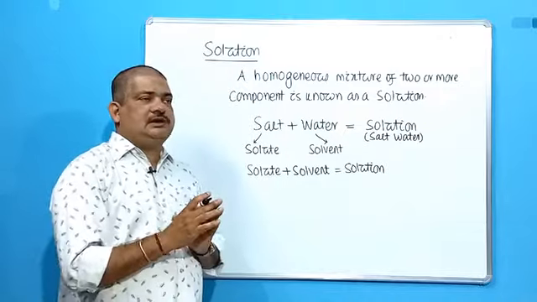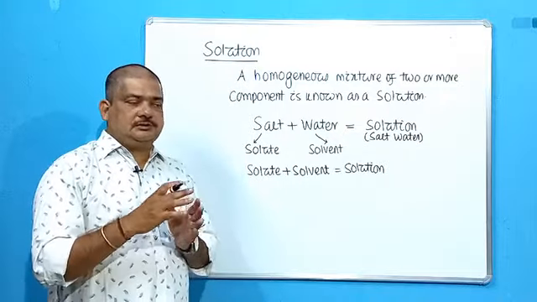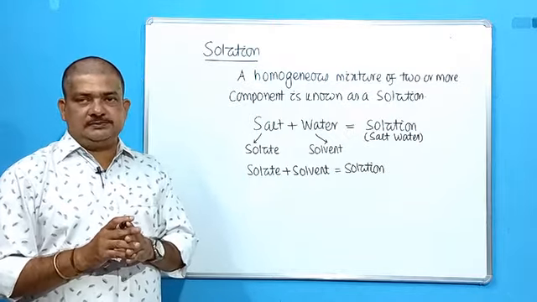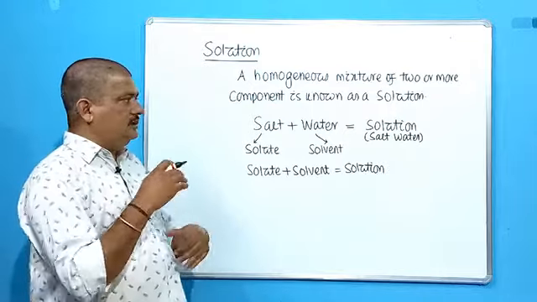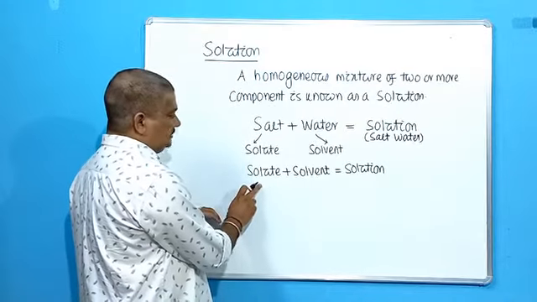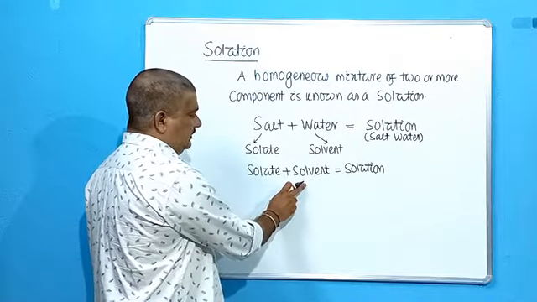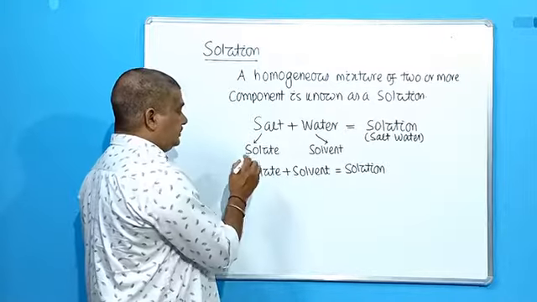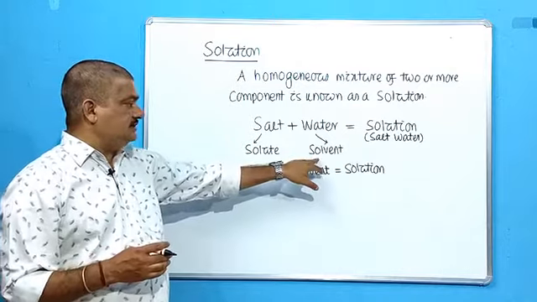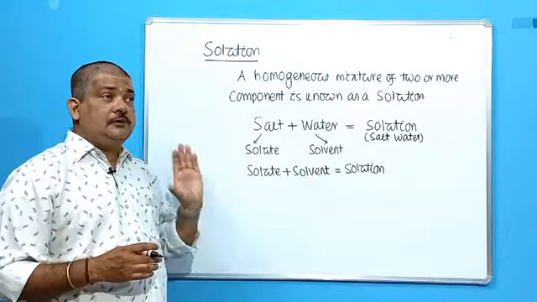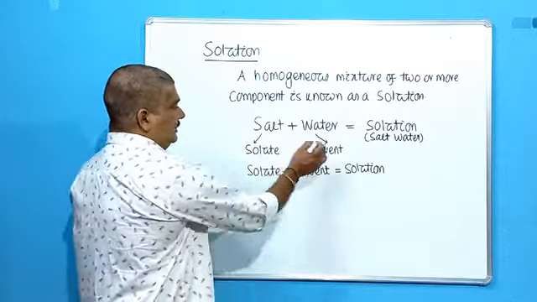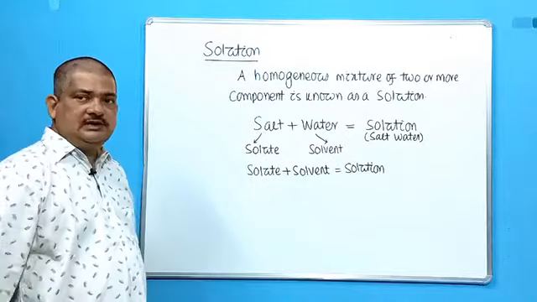Any homogeneous mixture which cannot be distinguished, because it is thoroughly and completely mixed, so there is no surface of separation between the components, is called a solution. It may contain two or more components. When a solute is dissolved in a solvent, it forms a solution. What is a solute? That which is dissolved completely in the solvent is called the solute. What is a solvent? That which dissolves the solute completely to form the solution is the solvent. In this case water is the solvent and salt is the solute.